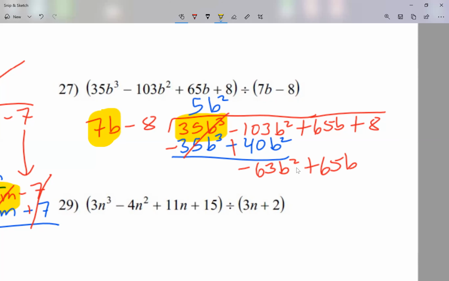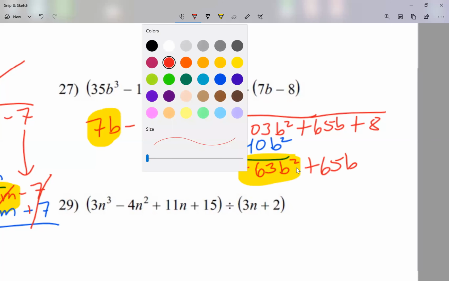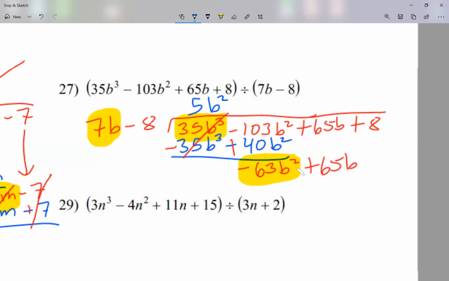I'm just looking at 7b. I have to make it into negative 63b squared. So number-wise, in order for 7 to become negative 63, I have to multiply this by a negative 9, right? 7 times a negative 9 is 63. Letter-wise, b times b will give me b squared.